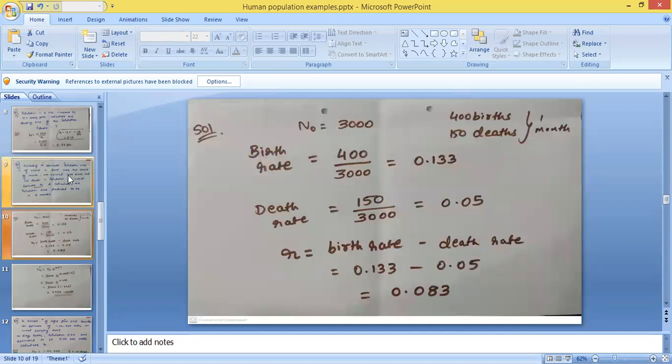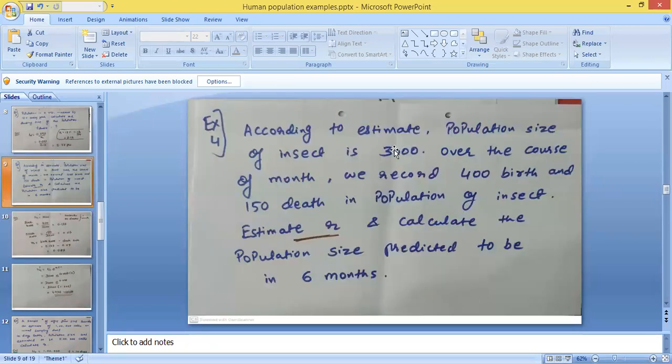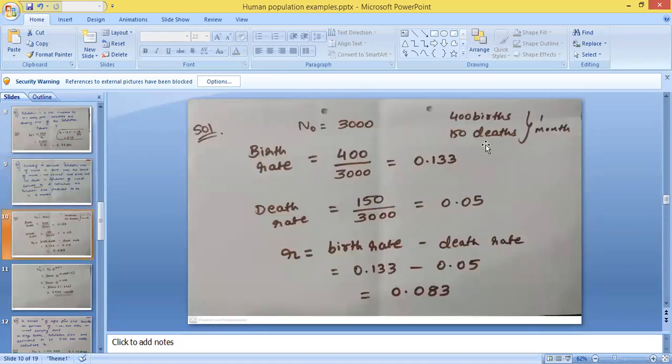First of all, 3000 was the initial value that was given to us, so I will put it as n naught. In this 1 month period, 400 births are happening, but 400 is the value on what? 400 is the value on 3000. So 400 divided by 3000 will give you 0.133, which is the birth rate. And death rate is 150 divided by 3000. It is the death rate.